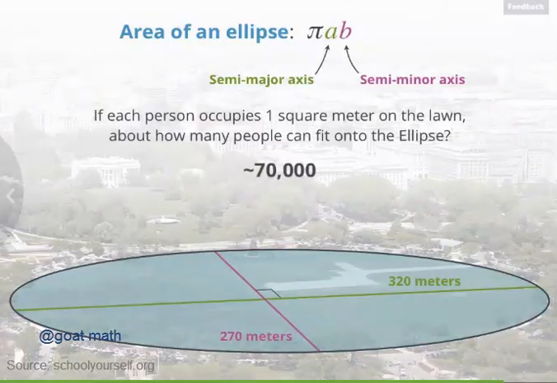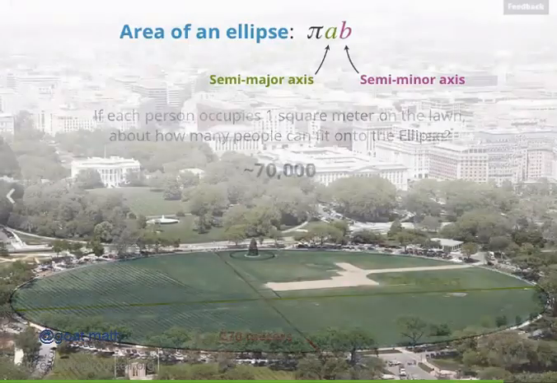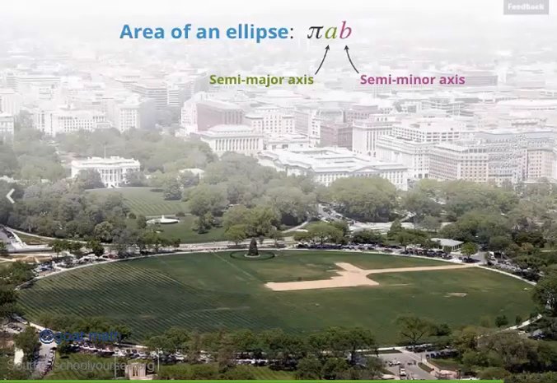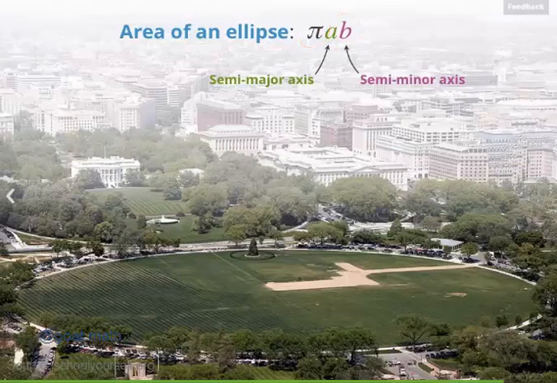Right, so about 70,000 people can fit onto the ellipse at one time. That's a lot of people. You've done some excellent work here. So remember, to find the area of any ellipse, you should multiply the semi-major and semi-minor axes and then multiply by pi.